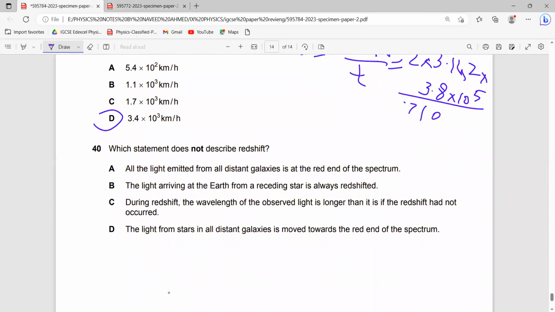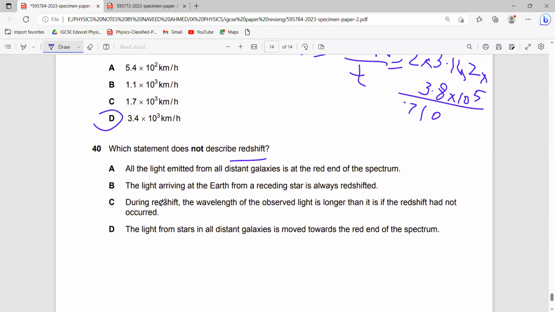Okay. Now the last question is, which statement does not describe redshift? Okay, there are two shifts, redshift and blue shift. Redshift means the object is moving away from the Earth. Here, we see the options. All the light emitted from all distant galaxies is at the red end of the spectrum. No. The light arriving at the Earth from a receding star is always redshifted.